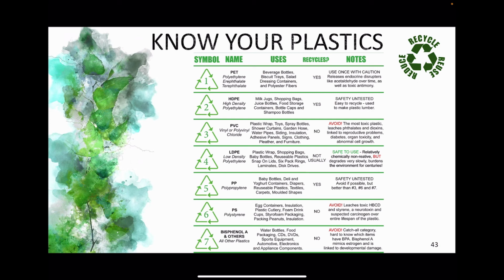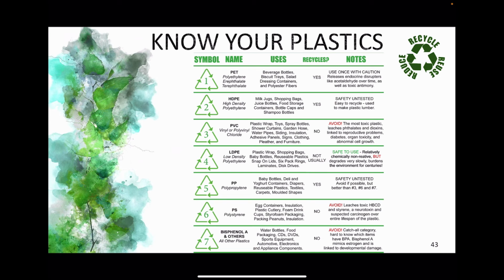reproductive problems, diabetes, organ toxicity, and abnormal cell growth. For the resin identification code with number 4, it indicates LDPE, low density polyethylene. This type of plastic is used in the production of plastic wrap, shopping bags, baby bottles, reusable plastics, snap-on lids, six-pack rings, laminates, and disc drives. This type of plastic is not usually recyclable.